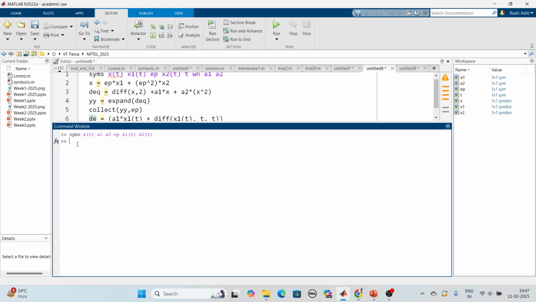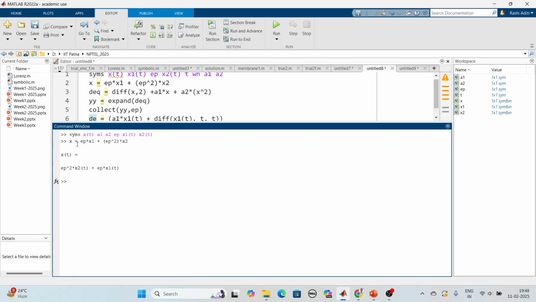Okay. Now what will we do? We will write the expression of my solution x in terms of the expansion formula. So x is nothing but EP into x1 plus EP square into x2. This is supposed to be my solution by using the straightforward expansion, right? And we have considered only till second term. You can consider up to how many terms you want.